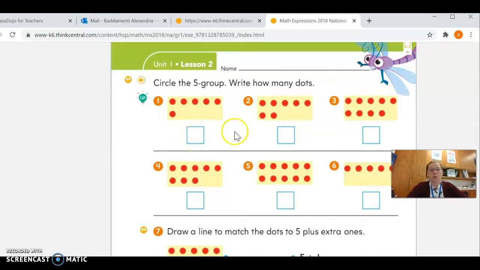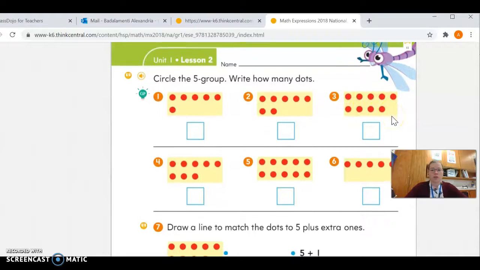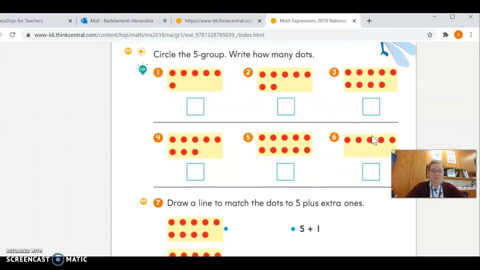Good job. Now remember, if it's tough for you to see the 5 group, you can also start by just counting the dots. Eventually, we want to get to the point where we can just look at it and say, oh, like number 2, that's 5 and 2 more. 5, 6, 7. Good. You try number 3. Looks like it's 5 and 4 more. What could that be? Write it in the box.